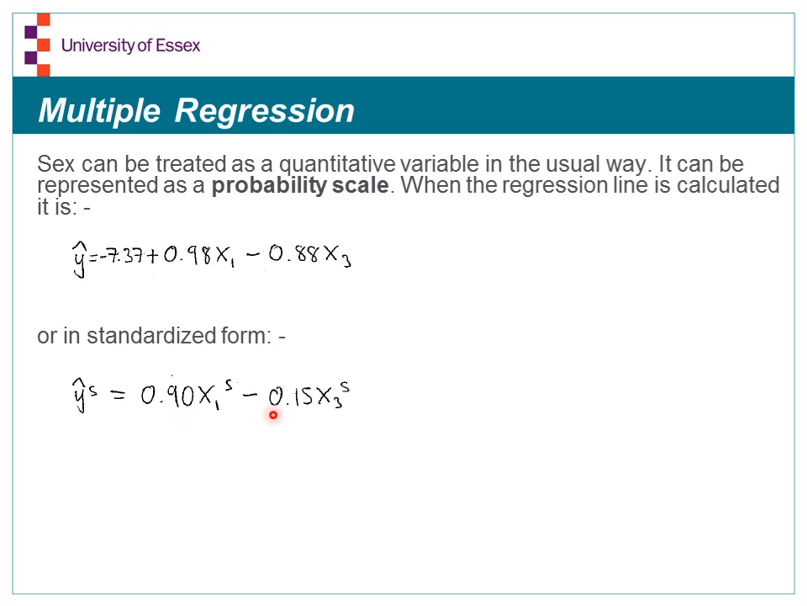But the standardized model is giving me some extra information, and it tells me that one standard deviation change in X1 is effectively having 6 times the impact of one standard deviation change in X3, because I've got a 0.90 here and I've got a 0.15 here, so changes here are having more impact than changes over here.